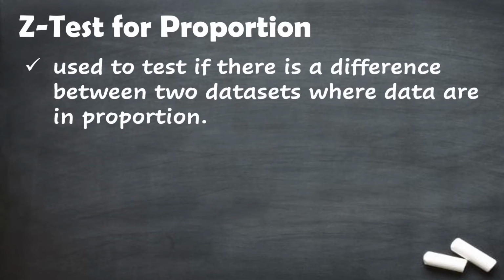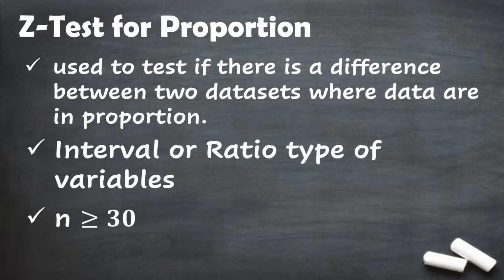We use z-test for proportion if we want to check if there is a difference between two data sets where data are in proportion. So this is functioning just like the one sample z-test. It's just that the given values for this statistical test are in proportion and not in terms of mean and standard deviation. And since this z-test for proportion is the same with one sample z-test, the types of the variables that we will encounter are in the scale of interval or ratio, and also the number of samples should be greater than or equal to 30.